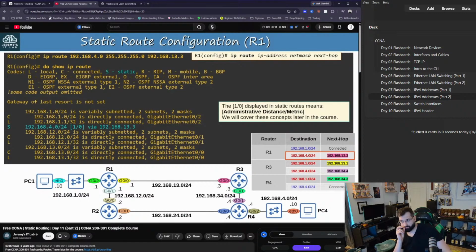We will cover these concepts later in the course. Don't worry about their meaning for now. I'm just pointing them out in case you're curious what those numbers are. Okay, that's all we have to configure on R1. It now knows that, to reach PC4's network, it should forward packets to 192.168.13.3, R3.